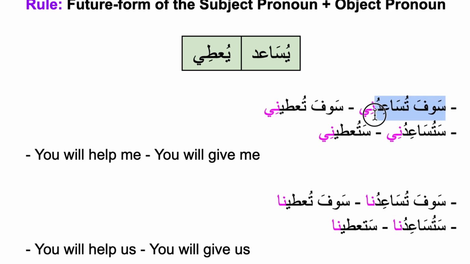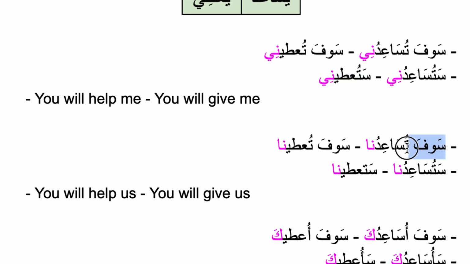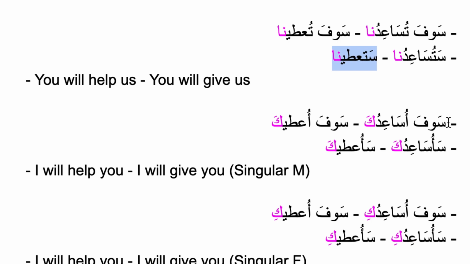Now, سوف تساعد, you will help. سوف تساعدني, you will help me. The second example, سوف تعطي, you will give. سوف تعطيني, you will give me. The second line means exactly the first line, but in a different way. ستساعدني, ستعطيني. Next, سوف تساعد, سوف تساعدنا, you will help us. سوف تعطي, سوف تعطينا, you will give us. The second line, ستساعدنا, ستعطينا.